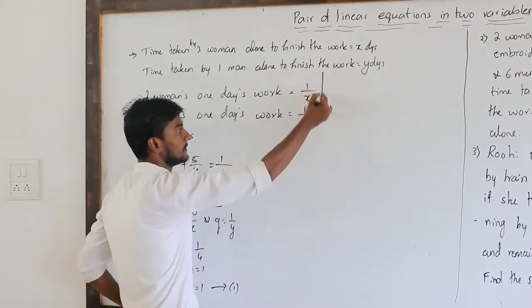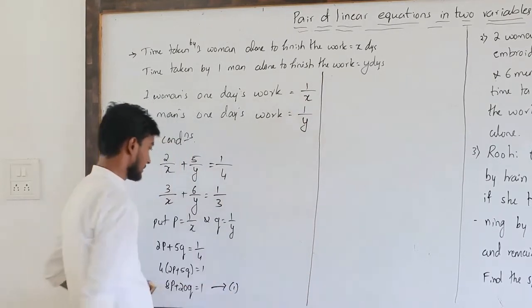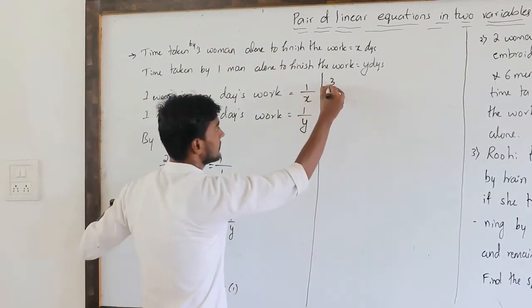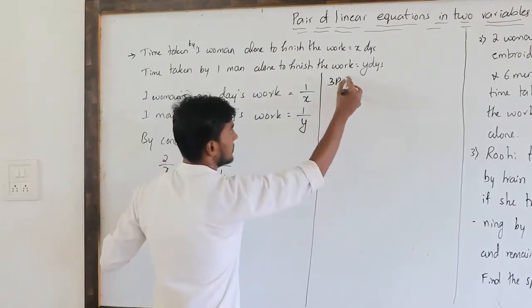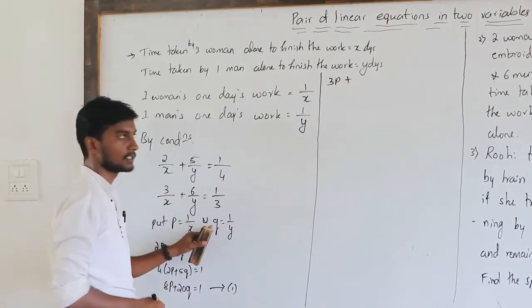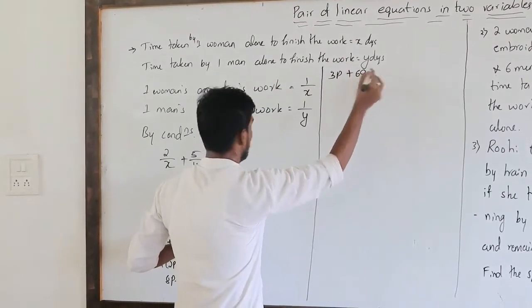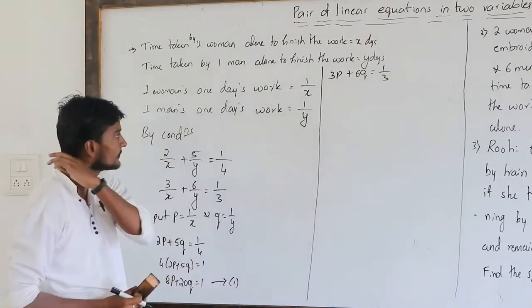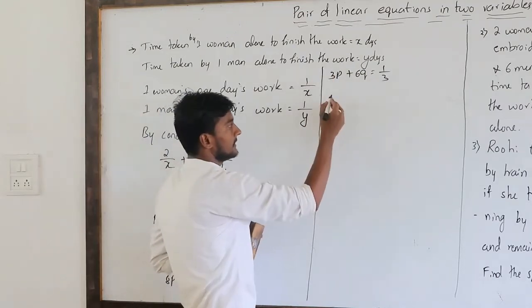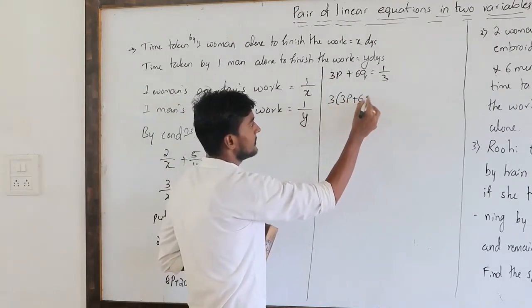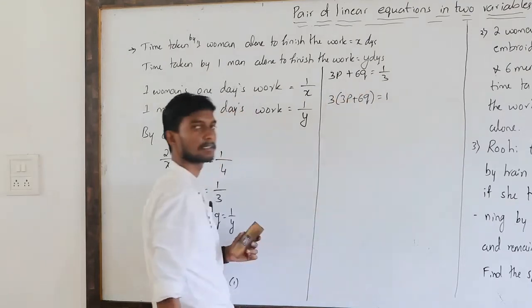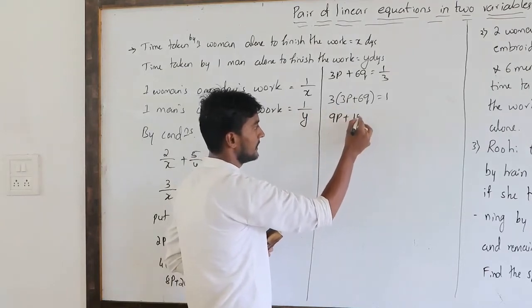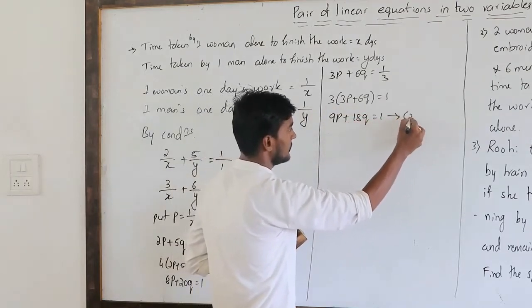So now, next, this one, 3 divided by x means p, we have taken 1 by x, so 3 divided by x means it is 3p, plus 6 divided by y, 1 divided by y means it is q, so 6q is equal to 1 divided by 3. So that 3, if you take this side, 3 into bracket 3p plus 6q is equal to 1. Remove the bracket. 3 into 3p it is 9p plus 3 6s are 18q is equal to 1. Equation number 2.